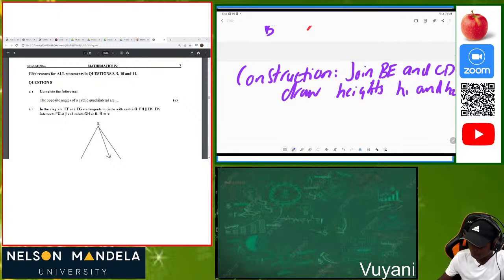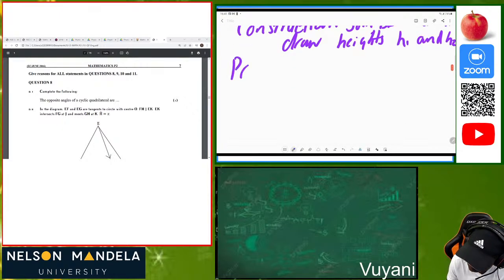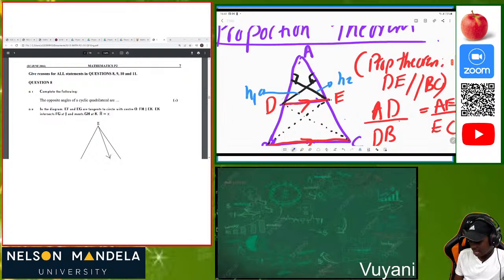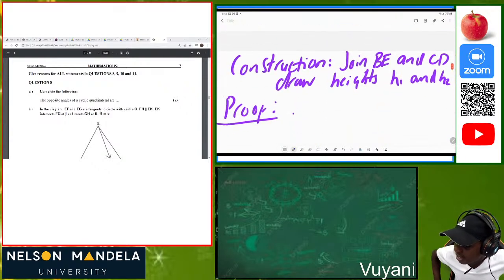All right. Now we are proving. Let us look at triangle ADE. Triangle ADE has this height. Do you see that? Which is our height too.